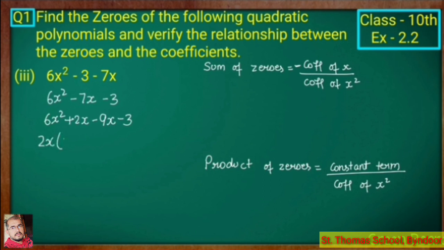6x square plus 2x, the common term is 2x. What is remaining? 3x plus 1 is remaining. Then minus 9x minus 3, the common term is what? Minus 3. I have to take 3 outside, 3 of 3x plus 1, 3x plus 1 we have to write. Clear? So now 3x plus 1 and 2x minus 3 are the factors.